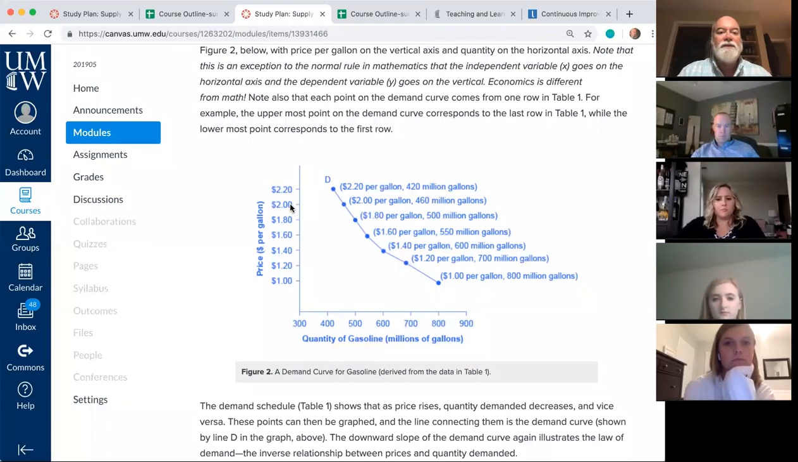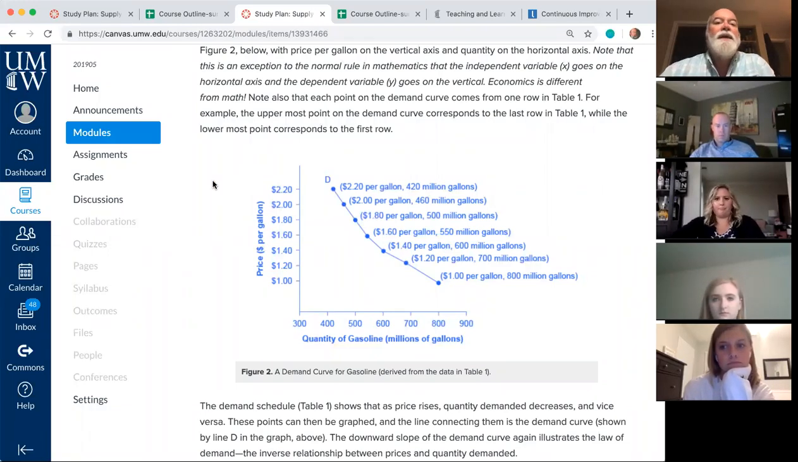Let me see if I can find what I'm looking for. Nope, that's not it. I got too many windows open. It's a metaphor for my life. All right. Okay. Now let me share my screen and hopefully that will help. Share is there and whiteboard this one. Okay. Can you see the graph there?